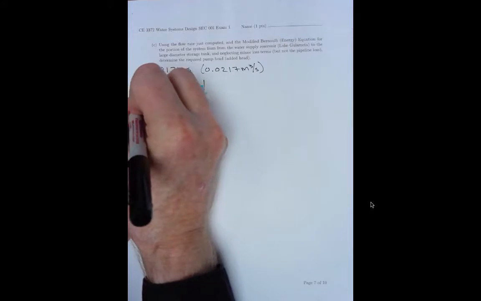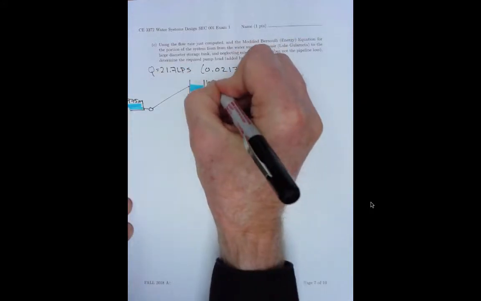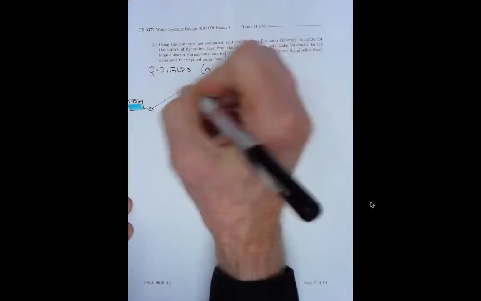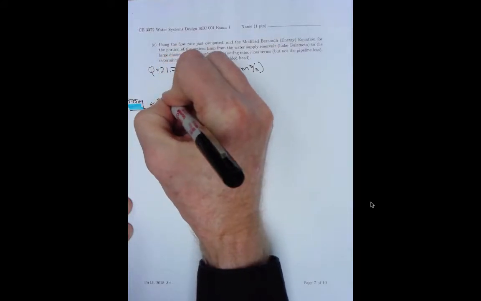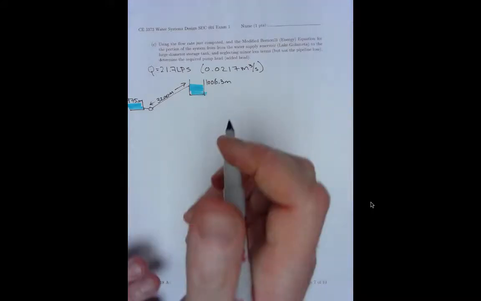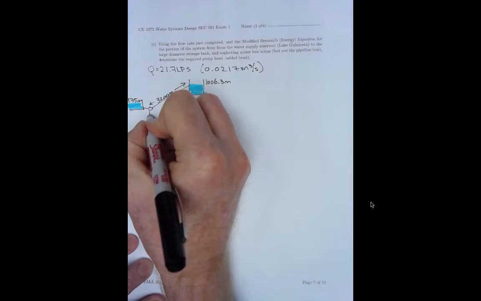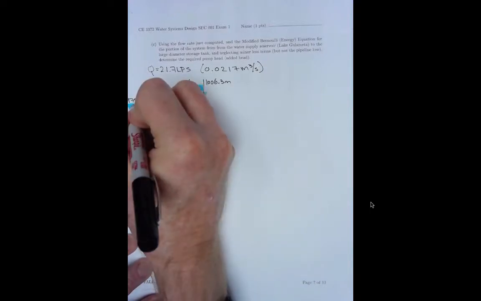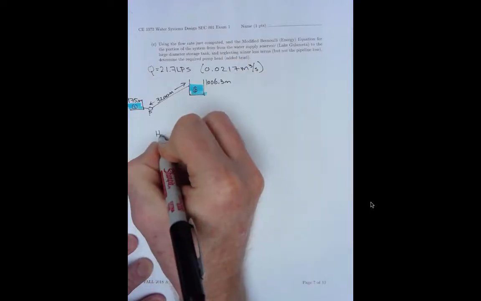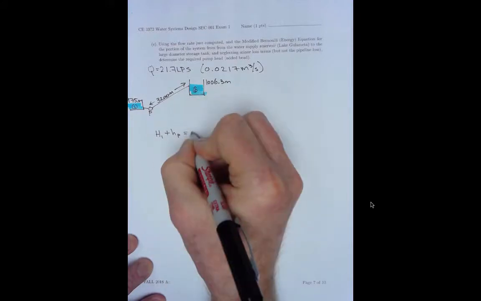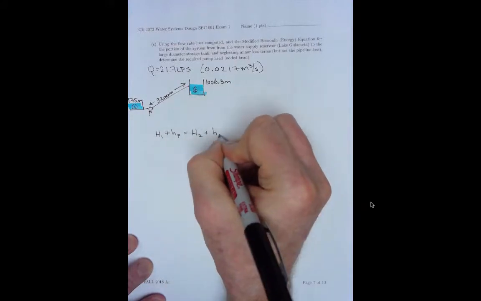We know that's 975 meters, that's 1,006.3 meters. This is 3,200 meters long. And so we now want to determine the added head of the pump. So we call that point 1 and point 2. We have H1 plus H sub P equals H2 plus head loss.